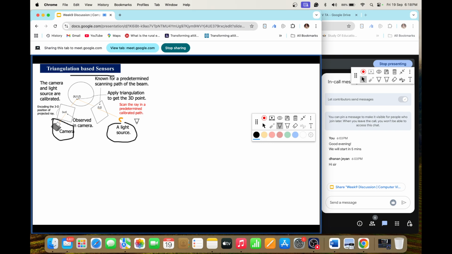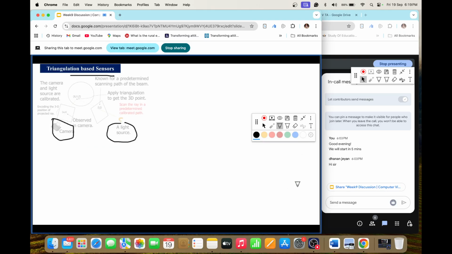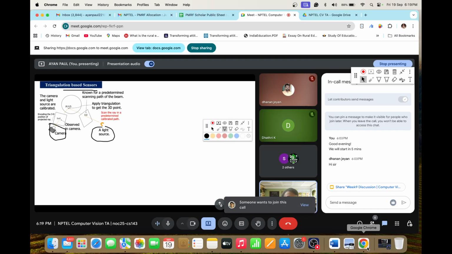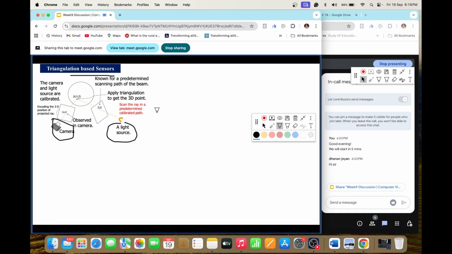So earlier in time of flight we have the same emitter and receiver, but here we have the emitter in the form of a light source, and the receiver in the form of one camera, okay. So this is the difference between your time of flight and the triangulation based sensor, okay.